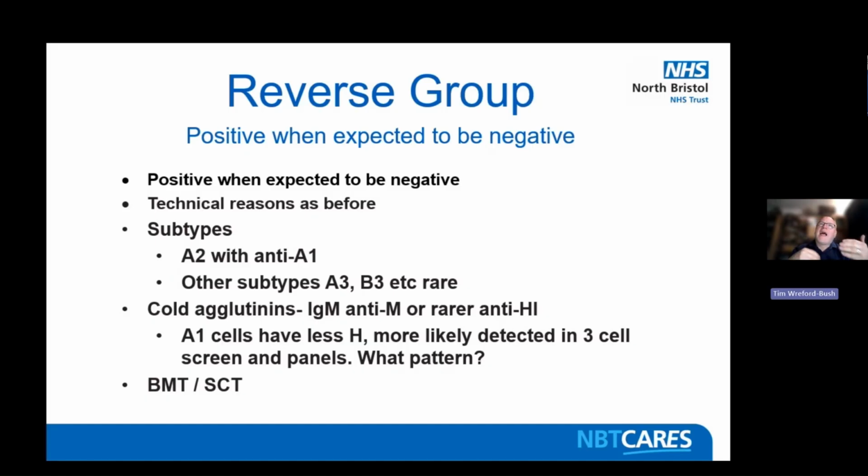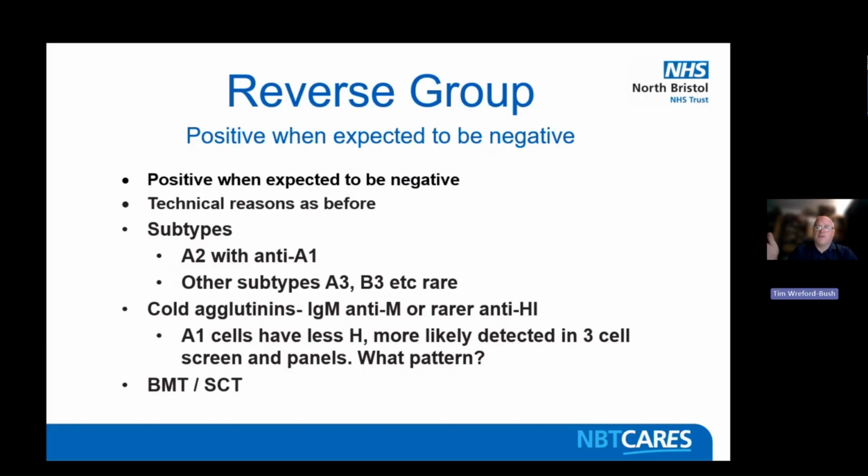Again, you don't normally see it as much in the reverse group. You'll see it more likely to be detected in the 3-cell screen. And the reason for that is A1 cells have a lot less H antigen on them. H is obviously the building block. You have to have H to make A, your B, with all your fructose and your transferases and all that sort of thing. So A1 cells have not as much, whereas O and A2 or A2B patients have a lot more H, that's why you'll pick it up in the 3-cell screen.